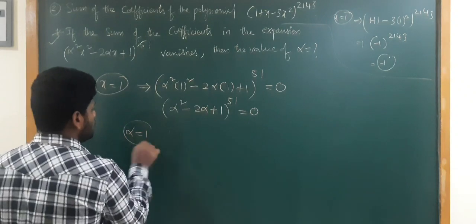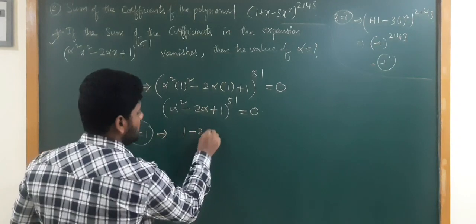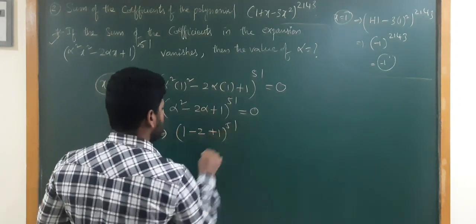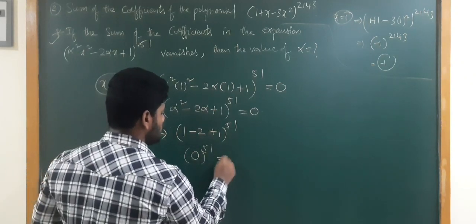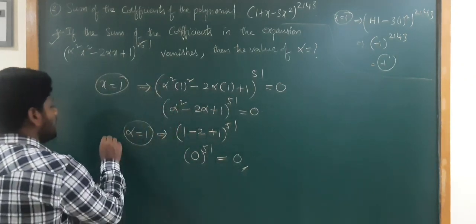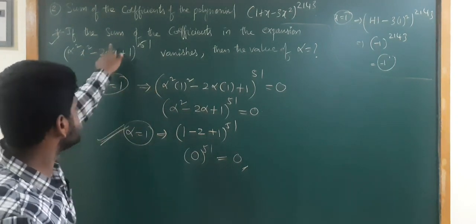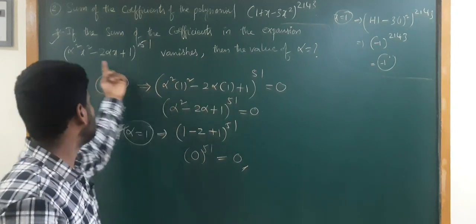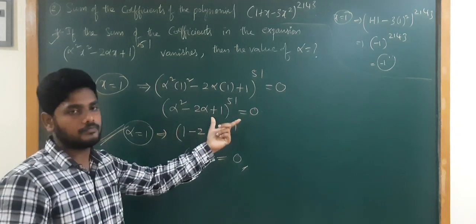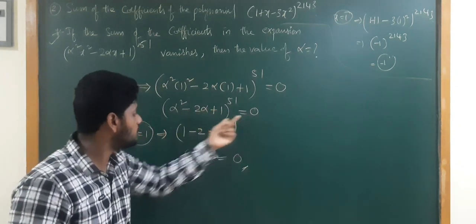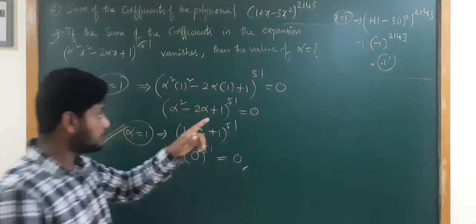If alpha is equal to 1, substitute and check: 1 square is 1, minus 2 into 1 is minus 2, plus 1, whole to the power of 51. 1 plus 1 is 2, 2 minus 2 is 0. 0 to the power of anything is also 0. Therefore, the alpha value is equal to 1. By a simple equation, the sum of the coefficients vanishes. So this is the way to find the sum of the coefficients: by putting x equal to 1 we get an equation. When this is equal to 0, alpha equals 1. So that is the required value. Pause the video and note it down.